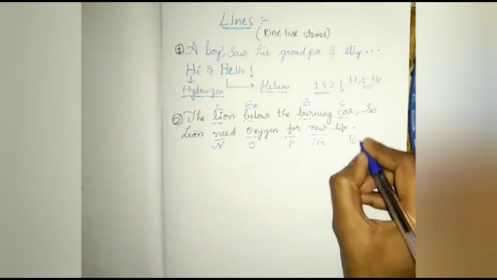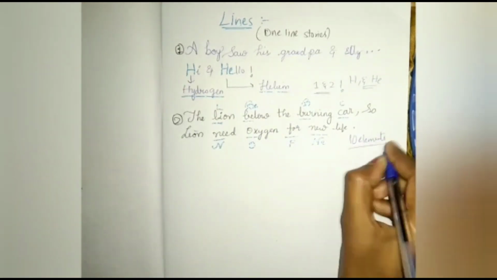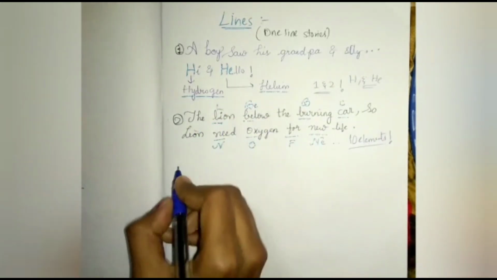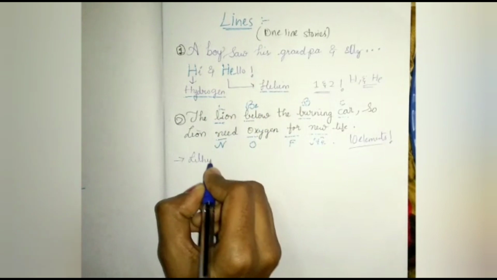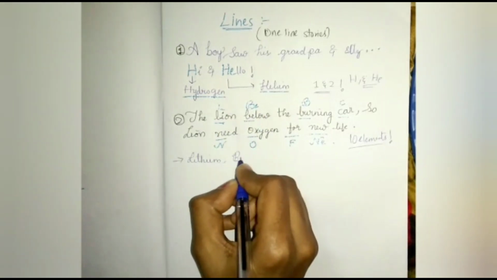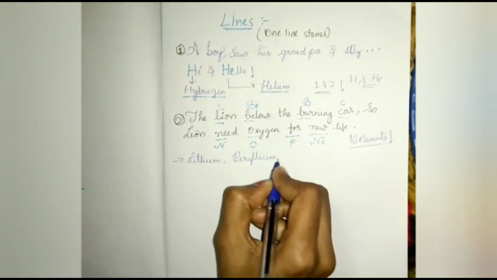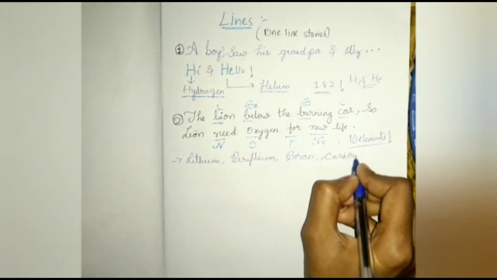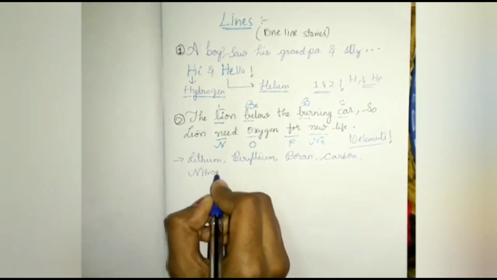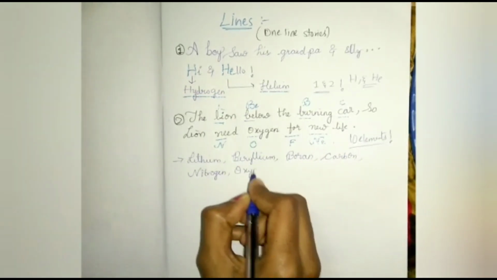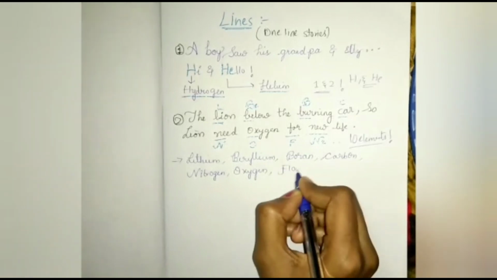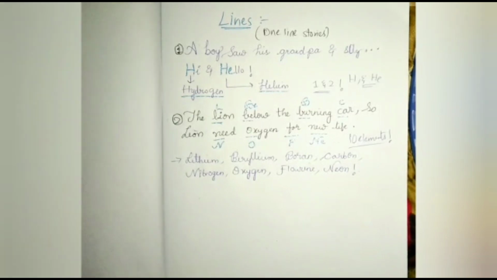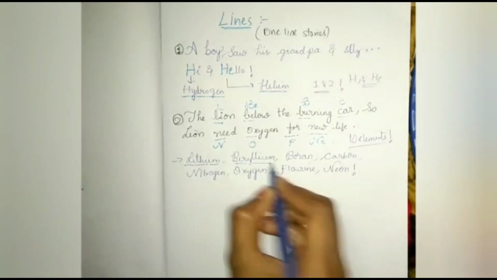So lion means lithium, below beryllium, and the burning means boron, car means carbon. Next one is needs, nitrogen, and here the oxygen remains. F for means fluorine, new life, neon. It's very easy. The lion below the burning car needs oxygen for new life. Lithium, beryllium, boron, carbon, nitrogen, oxygen, fluorine, neon. So very simple line. Next we go into our third one line story.